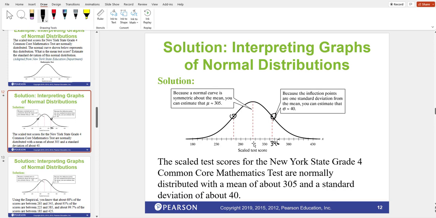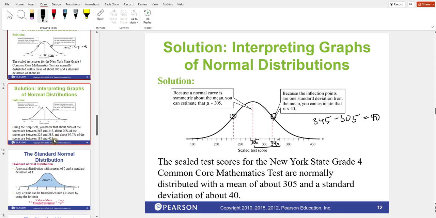All right. So I can just use that point to figure out the standard deviation. This point is about 305. All right, so if I go from 305 to 345, if I subtract that, I get 40. So we can say that the standard deviation is about 40. This is just an estimate. So if you were to look at a graph, I don't expect you to hit it right on the spot, because you're really estimating these points. But that's how you can tell what the standard deviation is.